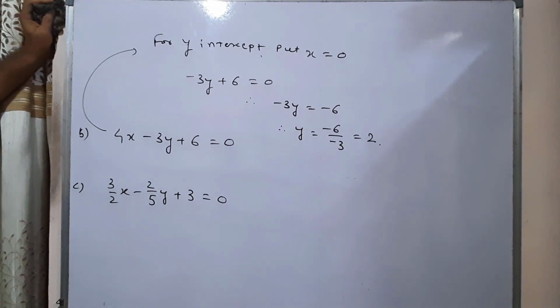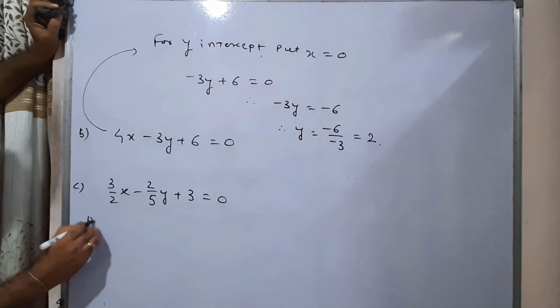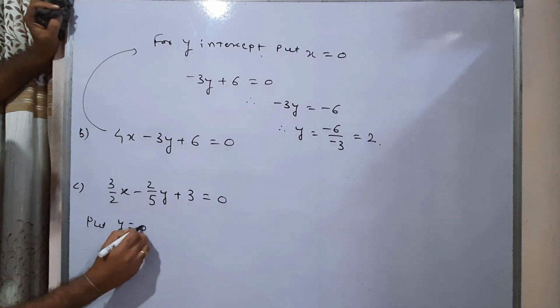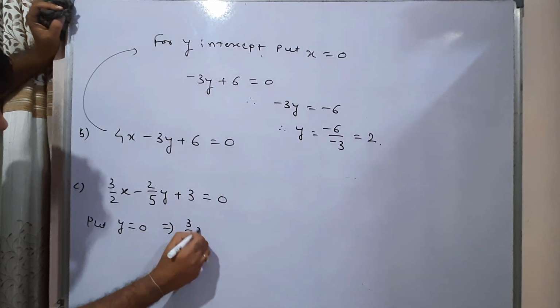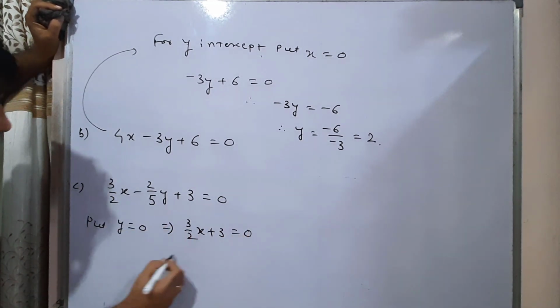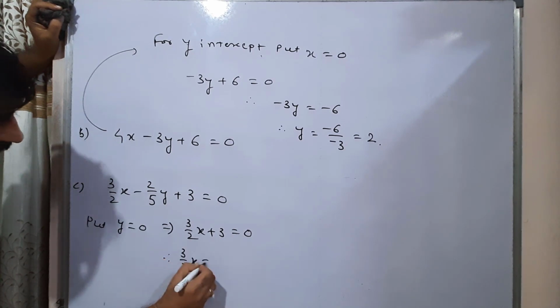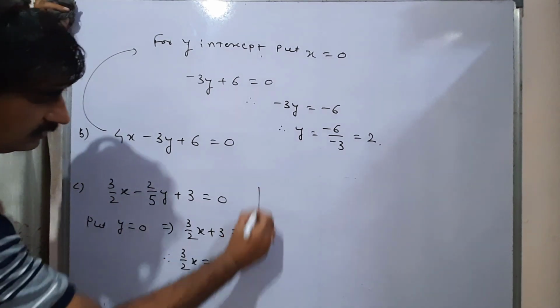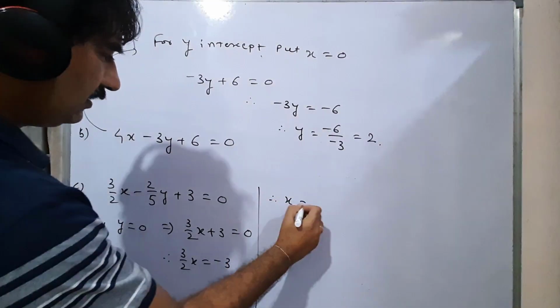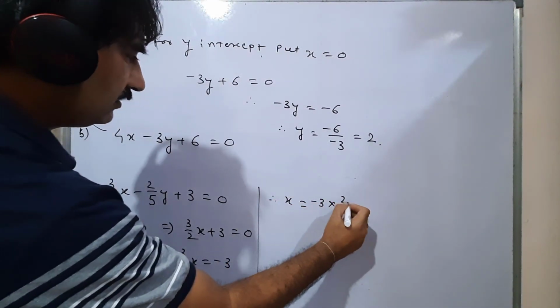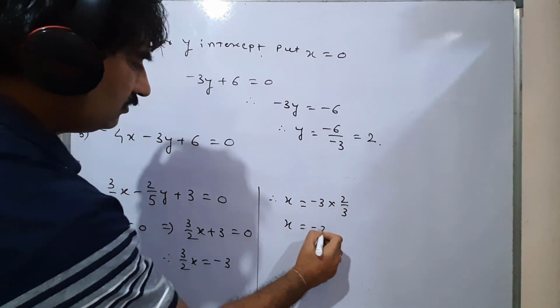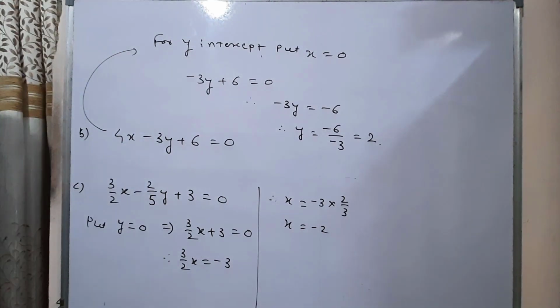Now in the third equation, for x-intercept, put y equal to 0. 3 by 2 x plus 3 equal to 0. 3 by 2 x equal to minus 3. So therefore x is equal to minus 3 into 2 by 3, or x equal to minus 2.